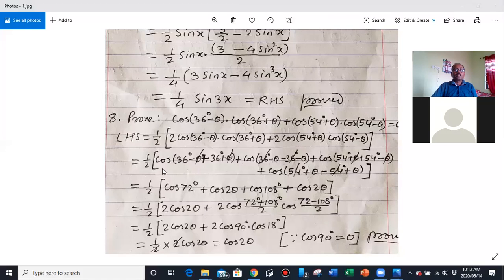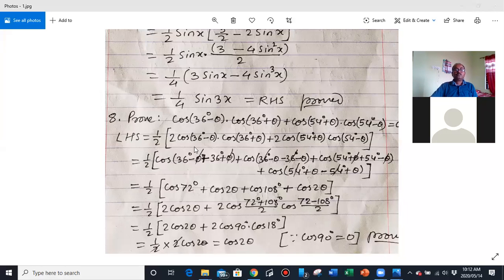Now A, B. So 2 cos A cos B is cos A plus B plus cos A minus B. This is a separate term, plus again cos A plus B plus cos A minus B. So here theta cancelled, here 36 cancelled, here theta cancelled, here 54 cancelled. So 36 plus 36, cos 72. Here theta minus theta, cos minus 2 theta, I have directly written cos 2 theta. I skipped the minus sign because this is permitted in case of cos.